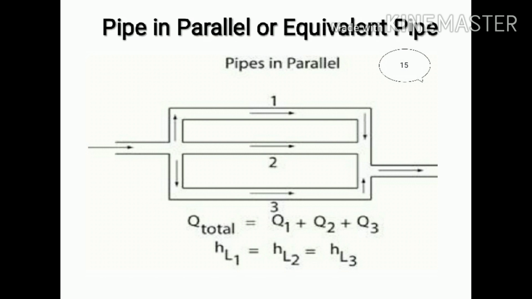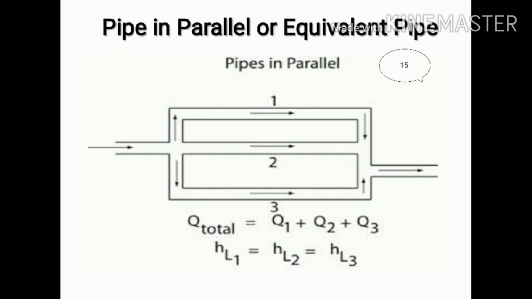So previously, in pipes in series, the discharge remains the same, and when the pipes are connected in parallel, the losses remain the same. So when the pipes are connected in parallel, the discharge is the addition of all the pipes' discharge, and the loss of head of branch 1 pipe is equal to the loss of head for branch 2 pipe.